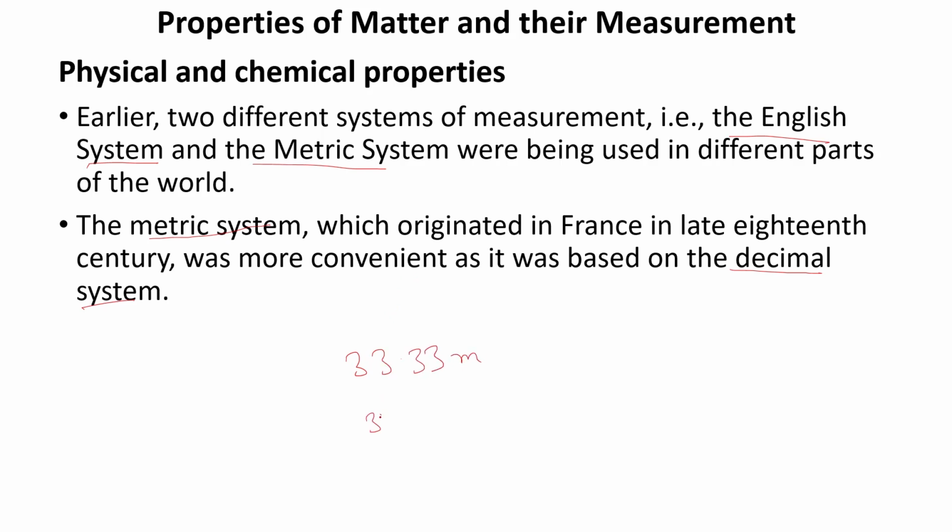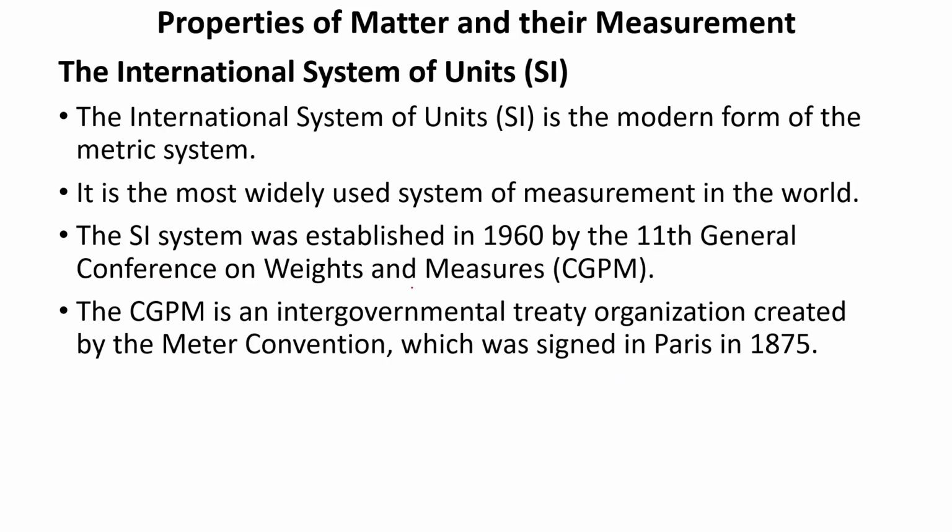Okay, and you measure it without decimal. What does it give? 33 meter. And now suppose you measure another thing, that is 33.36 meter. But without decimal, it will again give 33 meter. So as you can see, this system is more accurate because it includes decimal with it. So the metric system has this advantage. So it was more convenient as compared to the English system.